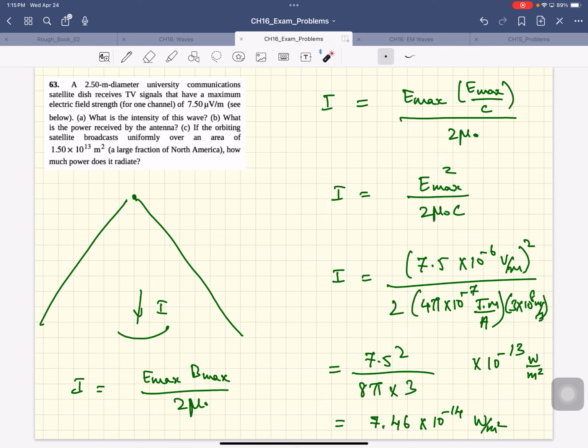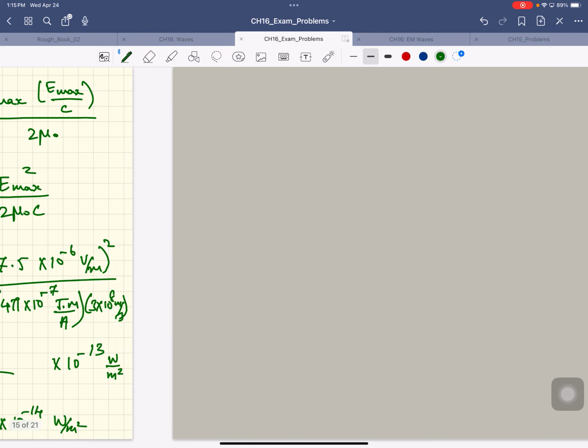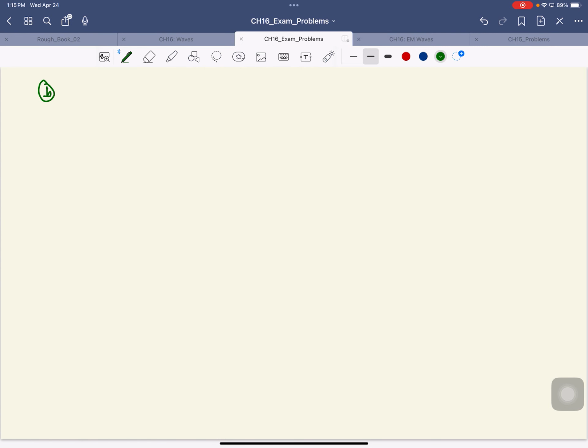Okay? Intensity is power per unit area. What is the power received by the antenna? The power received by the antenna is the intensity times the area of the antenna. And it's a 2.5 meter diameter dish. So this was part A. B was the power at the dish, which is intensity times area of the dish.